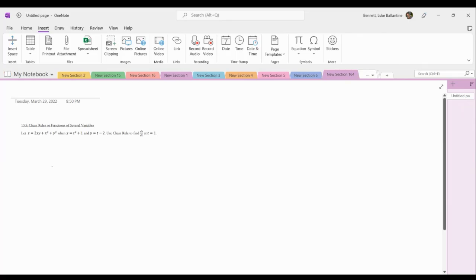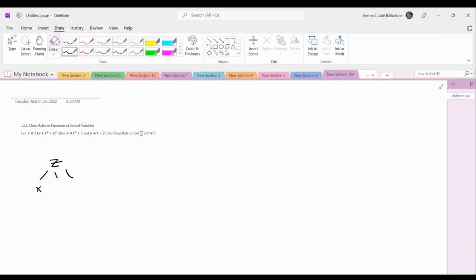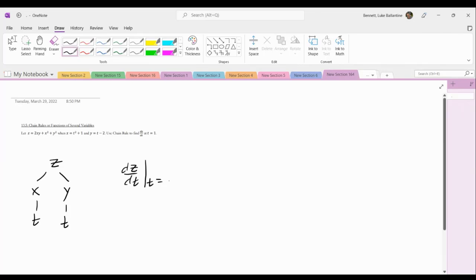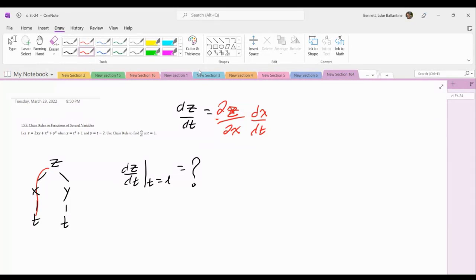So z is a function of x, y, z. No, just x and y. And then x is a function of t, y is a function of t. We want dz/dt at t equals 1. So dz/dt is, we go this branch, partial z with respect to x, dx/dt. Then we go this branch.